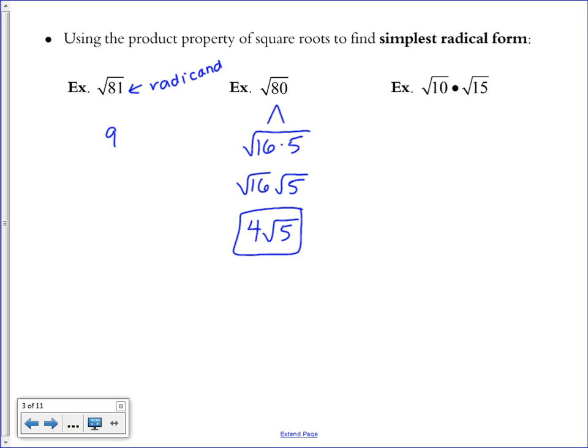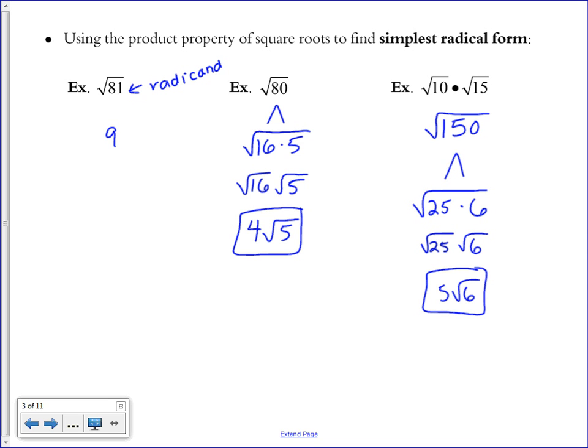You can apply the product property of square roots in the other direction, too, and combine this 10 and this 15 to create the square root of 150. And then look if you can simplify 150 in a better way. You can split 150 into the square root of 25 times 6. And, of course, the square root of 25 is 5. We leave the root 6 inside. And so we've simplified this expression into simplest radical form.